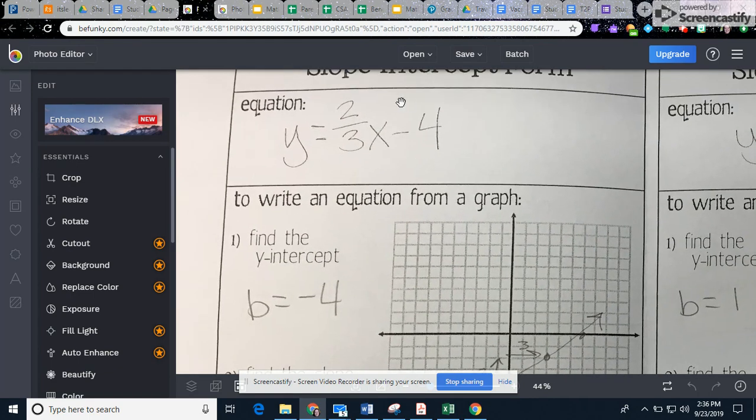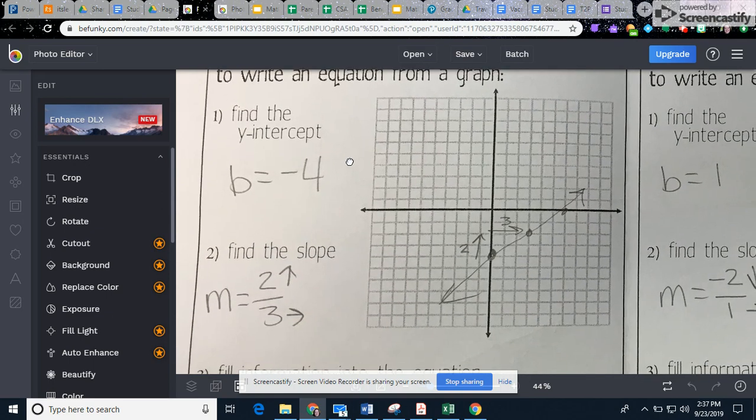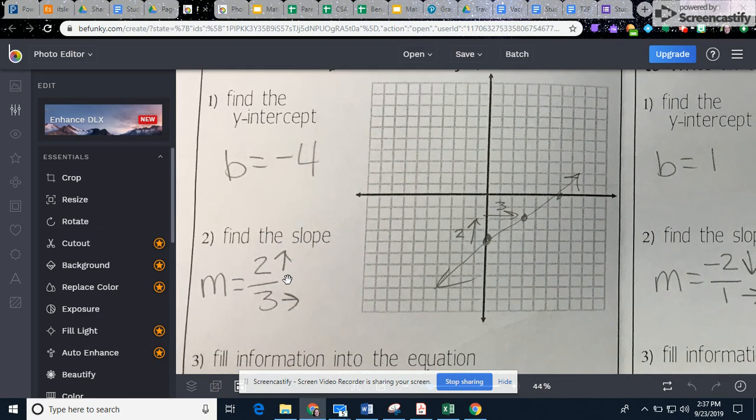So remember, our y-intercept, our number that's by itself, the beginning number, that is your b. Okay, so find the y-intercept. b = -4. Our slope is the number that the x is changing every time. So in this case, it's 2/3 times x, and this is your change number because it's the one that's multiplied. So that's going to be your slope. So now we know that our b is -4 and our slope is a positive 2/3.